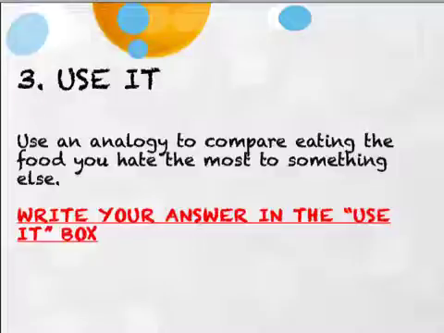All right, we're on to our 3rd box now, the use it box. I want you to use an analogy to compare eating the food you hate the most to something else. So think of whatever food you hate the most: ice cream, cake, candy. No, of course not, right? Like broccoli, peas, poi. I don't know if you've ever eaten poi, but oh man, that stuff is gross, okay?